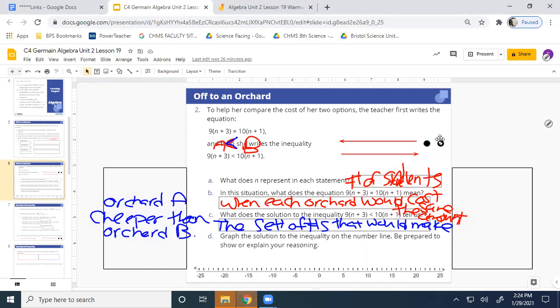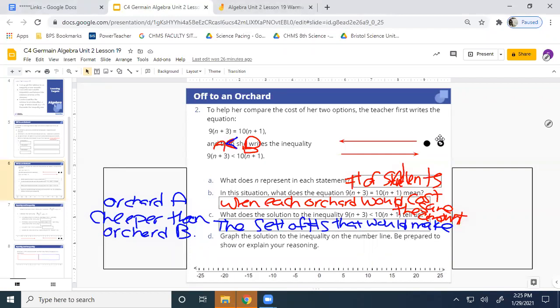Okay? So the solution to the inequality is going to be that set of numbers, right? So from less than 5 students, or less than 17 students, or less than 29 students, is going to be that set of values that would make orchard A cheaper than orchard B. So whatever that value is going to be, it's going to make A cheaper than B. Question, Melina.